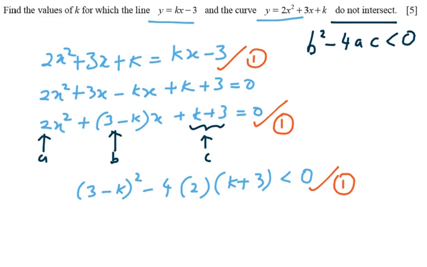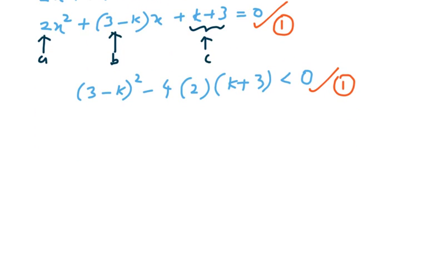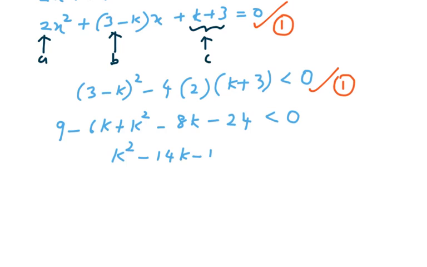The next step will be simplifying the equation by expanding it to give you 9 minus 6k plus k squared minus 8k. You have 8 times 3, which will give you minus 24, less than 0. Continue to simplify the whole equation. You will be able to get k squared minus 14k minus 15, which is less than 0.